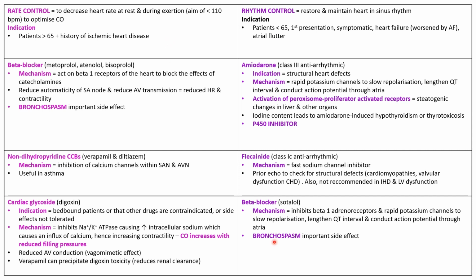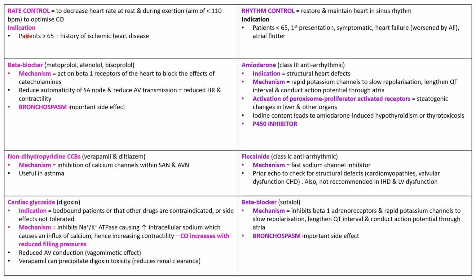So let's talk about rate control first. The aim is to decrease heart rate at rest and also during exertion, with a target of less than 110 beats per minute. And this essentially helps to optimize cardiac output.